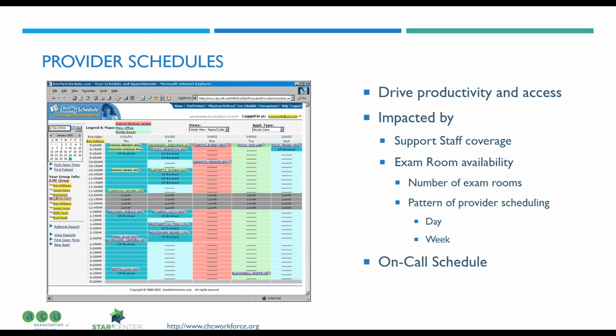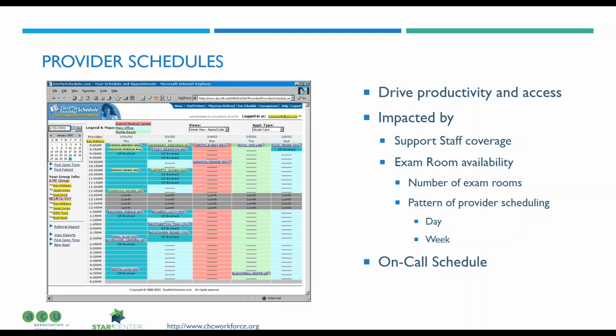So we're going to move on to provider schedules. I love this area. A lot of people might not. It's really in the nitty-gritty. We're going to do kind of a high-level look to some extent, but we're going to propose that you do a very detailed look. So provider schedules are in the end what drives productivity and access.